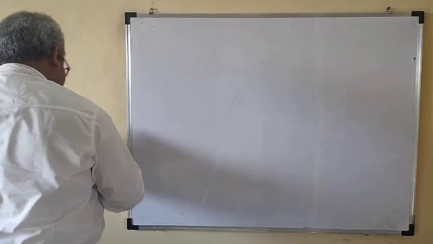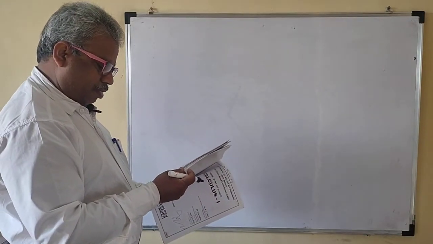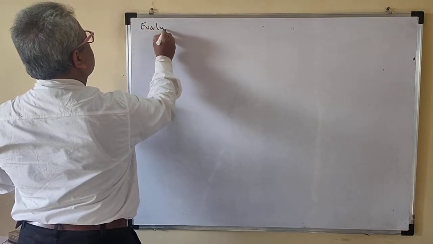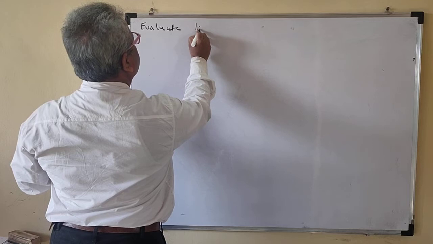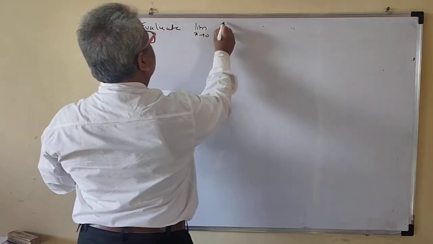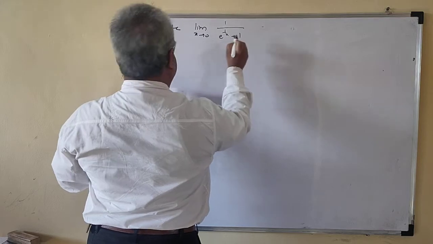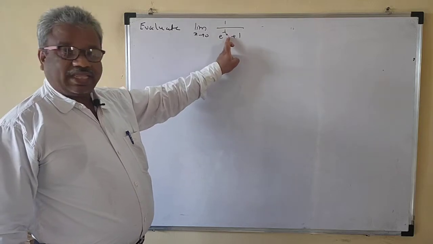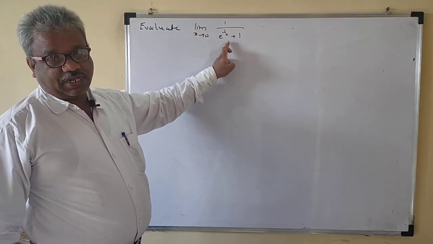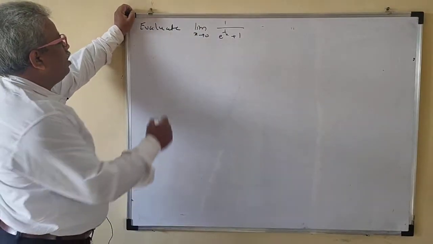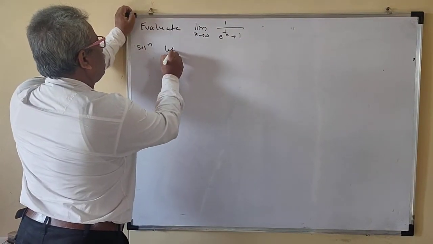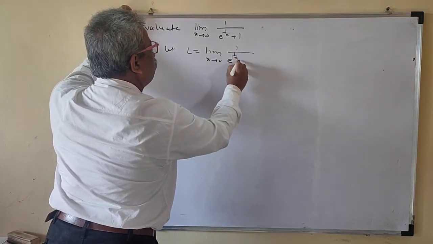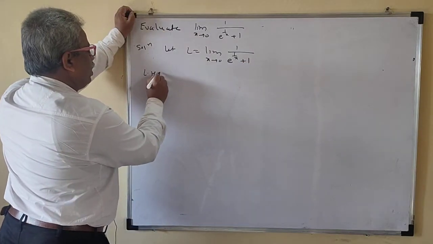We'll take the next problem. Evaluate limit x tends to 0 of 1 upon e raised to 1 by x plus 1. Again see here, x tends to 0 is there, e raised to minus infinity is 0 and e raised to plus infinity is infinity. So we will find a left hand limit and right hand limit. Okay. Solution: let L be equal to limit x tends to 0 of 1 upon e raised to 1 upon x plus 1. So we will find a left hand limit.